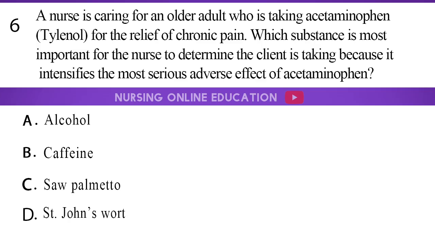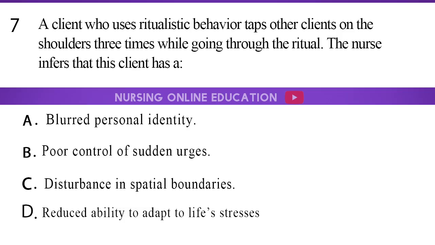6. A nurse is caring for an older adult who is taking acetaminophen, Tylenol, for the relief of chronic pain. Which substance is most important for the nurse to determine the client is taking because it intensifies the most serious adverse effect of acetaminophen? A. Alcohol. B. Caffeine. C. Saw palmetto. D. St. John's wort. The answer is option A. Alcohol.